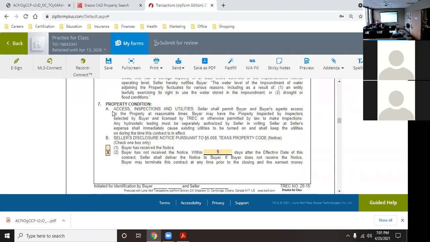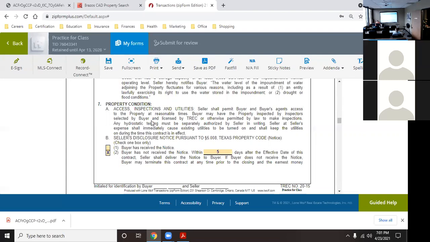Property conditions. So this is your access, inspection, and utilities. This is where you have equitable title. You can go in at reasonable times to do inspections, and the utilities have to be turned on. So the seller shall permit buyer and buyer's agents to access the property at reasonable times. Again, like I said, reasonable. And the utilities have to be turned on.